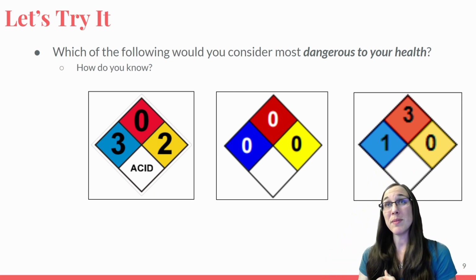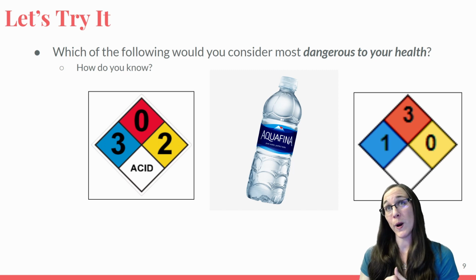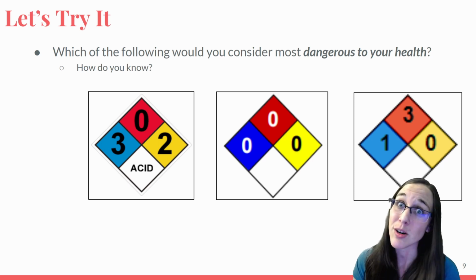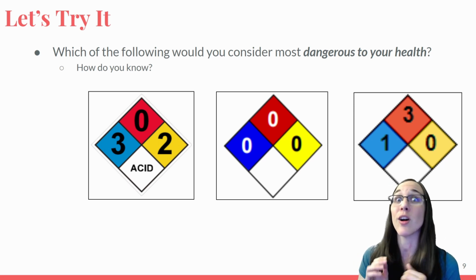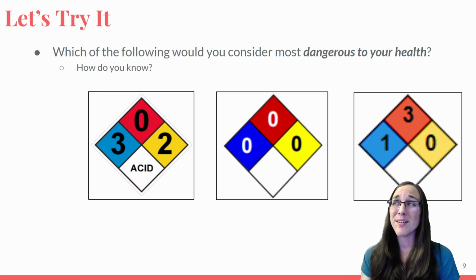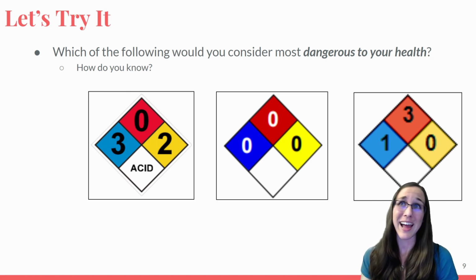The middle NFPA label is representing water. Notice there is 0, 0, 0. Water isn't flammable. Water isn't a health hazard. In fact, you need to go drink water. If you're not drinking enough water, go do it. Drink water. And reactivity is 0. Water isn't really that reactive either.